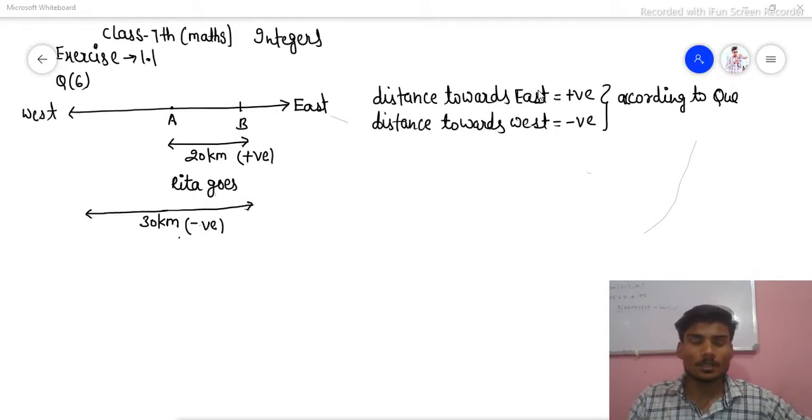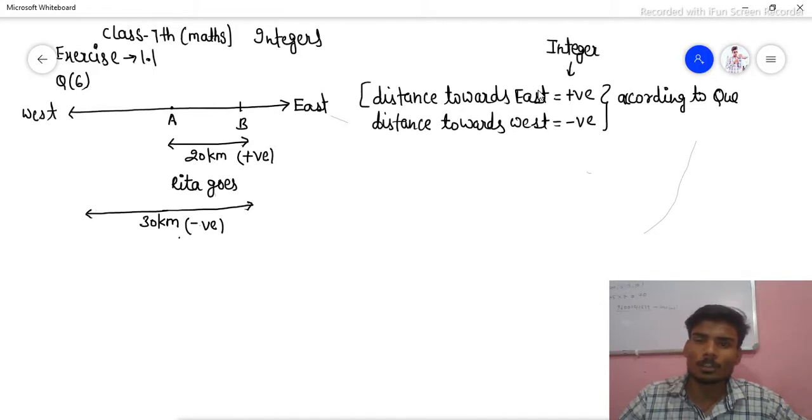Today I am here with the second part of exercise 1.1, from question number 6. The question is: Rita goes 20 km towards east from a point A to B. In this question, the distance towards east is denoted by a positive integer. Distance towards east is shown by a positive integer.